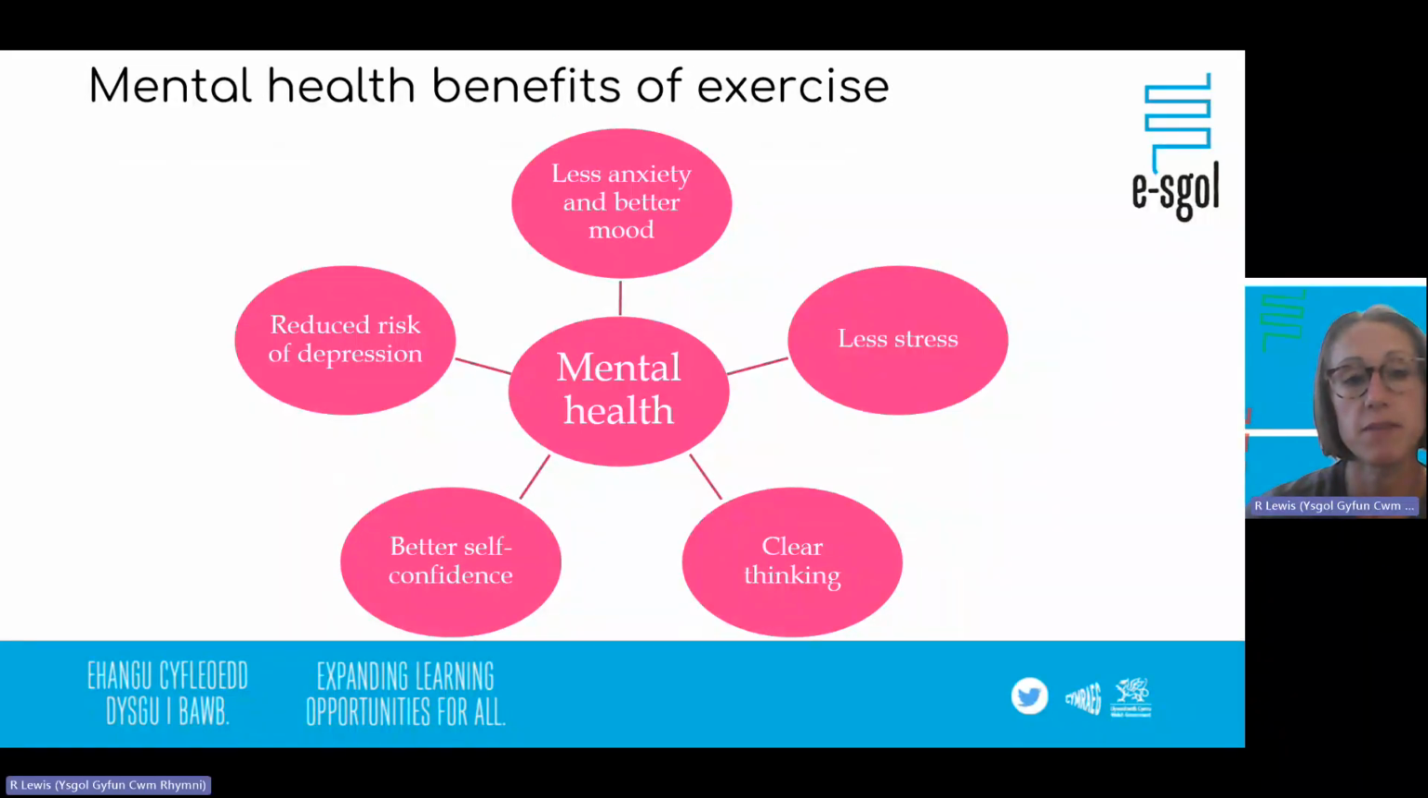The mental health benefits then of exercise: there's less stress involved because you have that downtime to yourself to release and to escape perhaps from responsibilities of day-to-day life. You can think in a more productive and clearer way. You have better self-confidence, reduce the risk of depression, and also there's less anxiety and better mood in general.